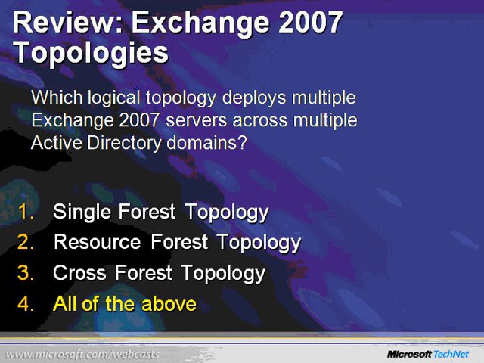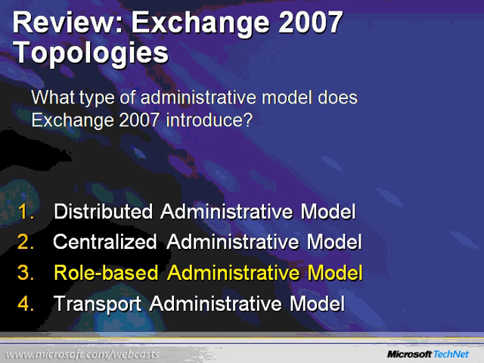Right? And then when you look at the logical topologies, that's where you're looking at forest topology. Exchange 2007 can work in a single forest, a resource forest configuration, or cross forest, which means you have more than one forest, each of them having their own Exchange org installed into it. Whereas the resource forest has Exchange installed, but the other forests do not have Exchange. Those have just your regular user objects and so on and so forth. So that's why this answer was all of the above.